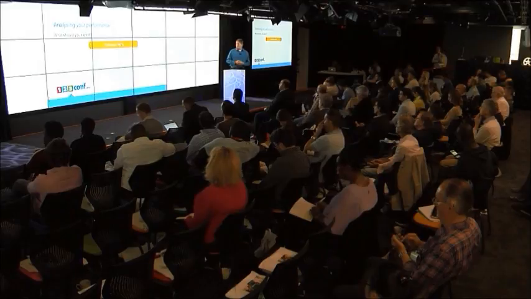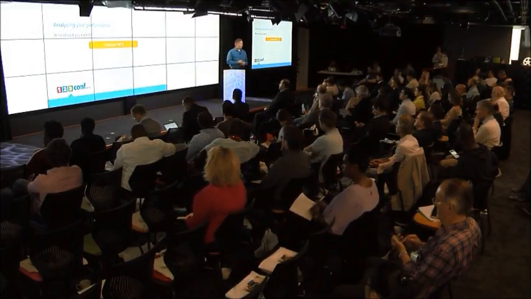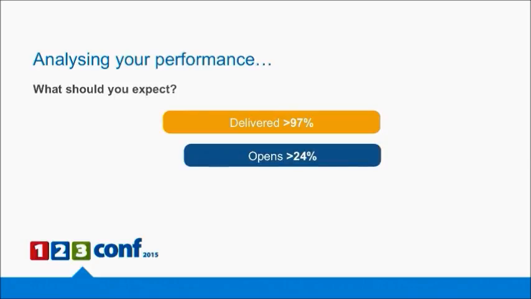What should you expect? These results are from our survey of roughly 2 billion emails in a year, but they're largely in line with the DMA versions. So delivery: as long as you're using relatively fresh data that you're emailing on a fairly regular basis, since data decays at around 40% per year, you should be looking at a delivery of around 97%, or a bounce rate of around 3%.